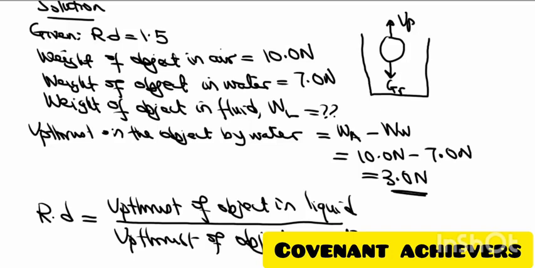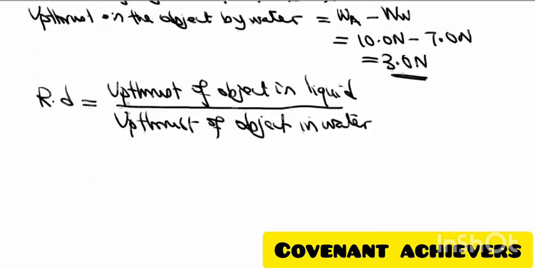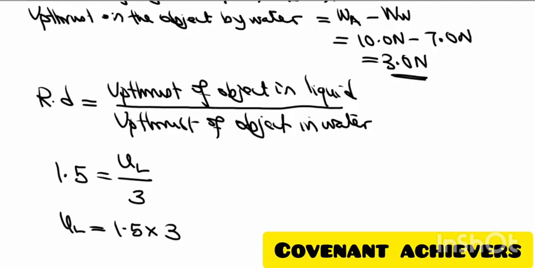So when we do our substitution here, we have 1.5 equals the upthrust of the object in liquid, that's UL, divided by 3. We are looking for the upthrust of the object in liquid. So UL is going to be 1.5 multiplied by 3, and that will give us 4.5 Newton, as we can see here.